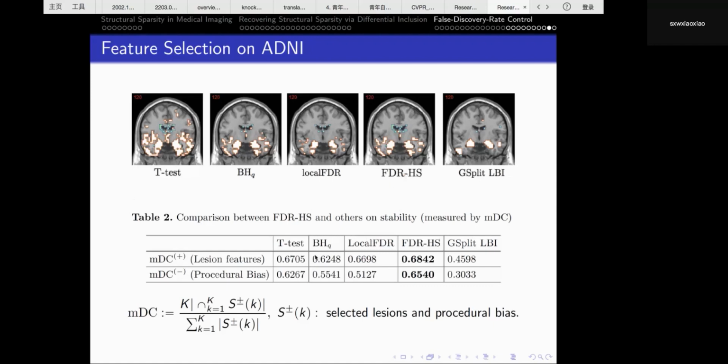Besides, we also calculate the stability, which is measured by the ratio of overlapped selected features over all selected features across tenfold cross-validation. The higher the ratio implies the more stable the model. As shown, our method is the most stable one in terms of feature selection.